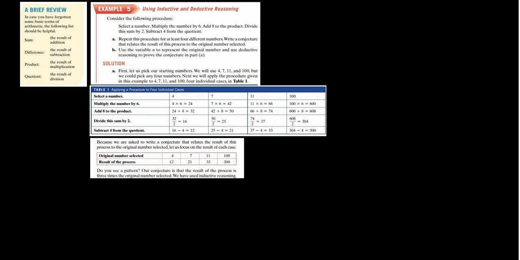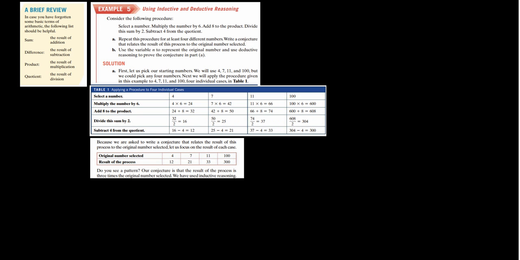Okay. So starting from the top, example 5 reads, consider the following procedure. Select any number, multiply the number by 6, add 8 to the product, divide this sum by 2, and then subtract 4 from the quotient. Part A reads, repeat this procedure for at least 4 different numbers. Write a conjecture that relates the result of the process to the original number.